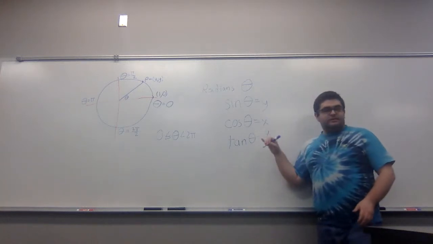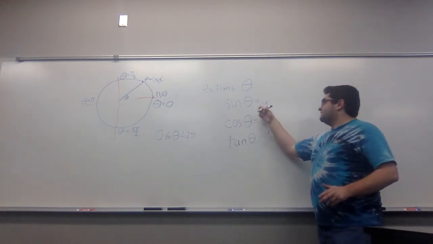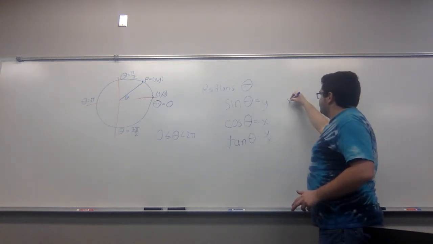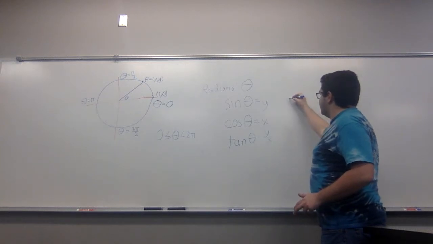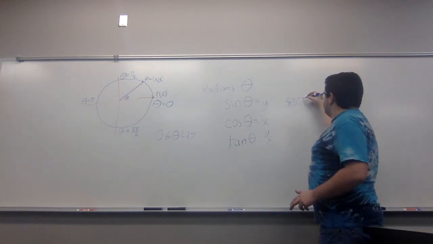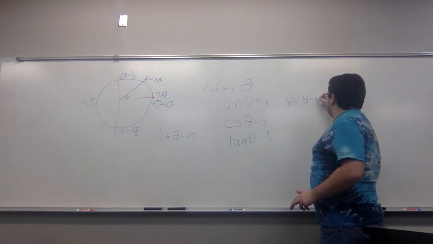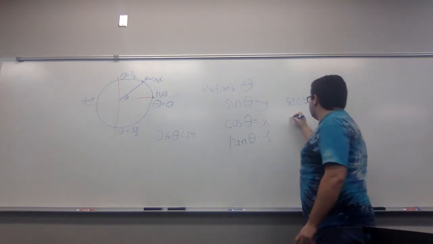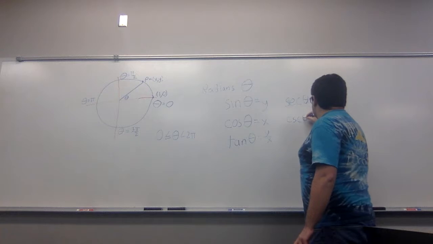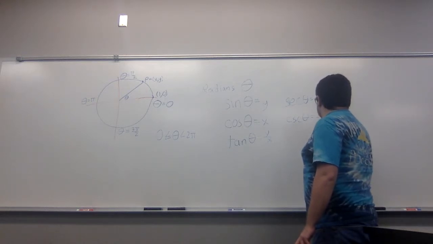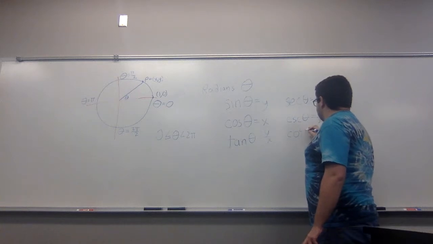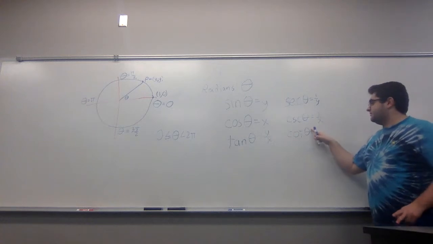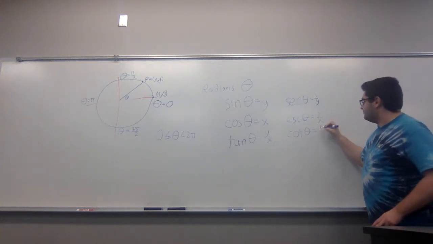There are also 3 other ones that will just be 1 over each of these. The first of these will be cosecant, which will be 1 over y, which is the same thing as 1 over sine. And then there's secant, which will be 1 over x. And then the last one is cotangent. What do you guys think that cotangent would be? Right, it would be x over y.